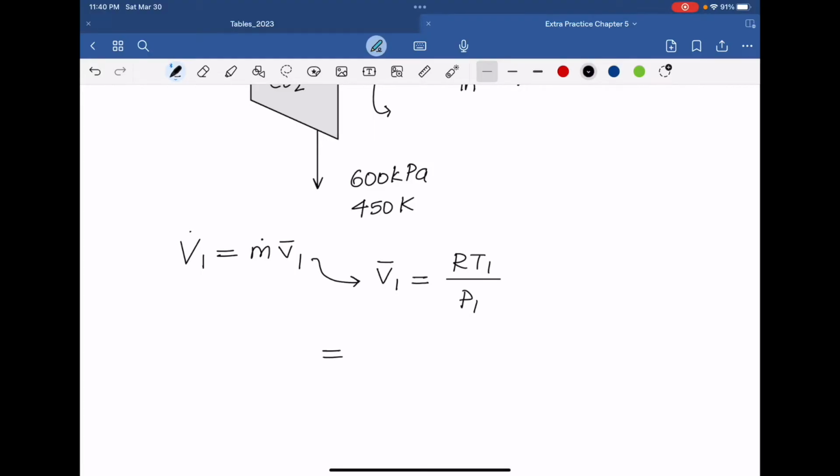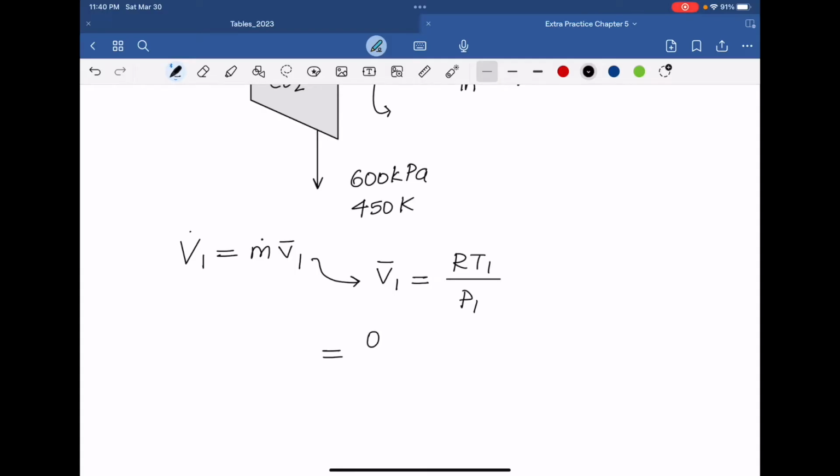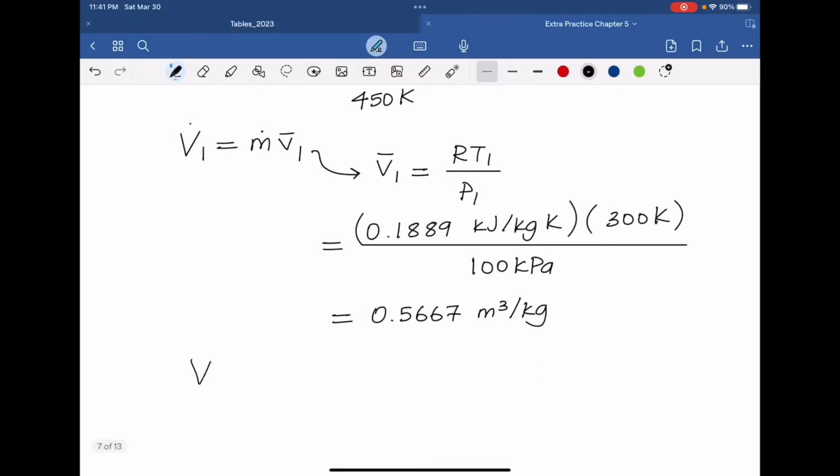For R, we need to look at table A1 for the carbon dioxide, we need to find R. Temperature is 300 and the pressure was given to us as 100 kilopascal. And with that we calculate this volume to be like that. Okay, and now let's multiply this with mass flow rate.